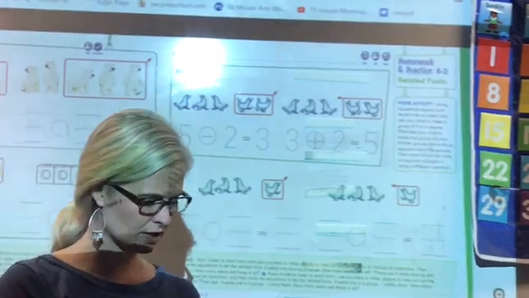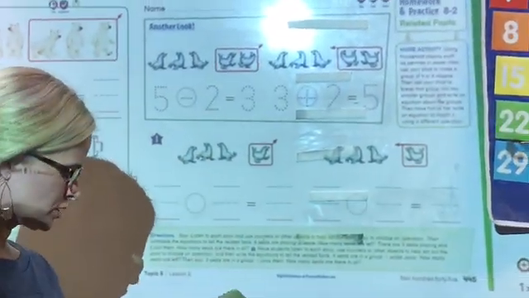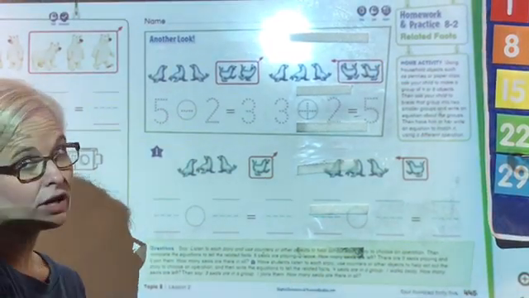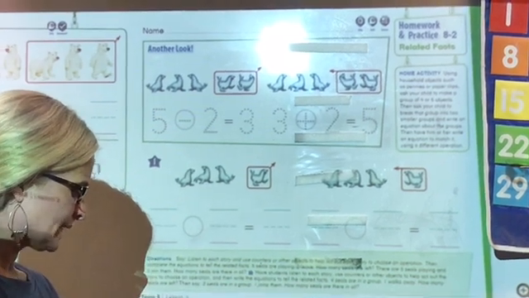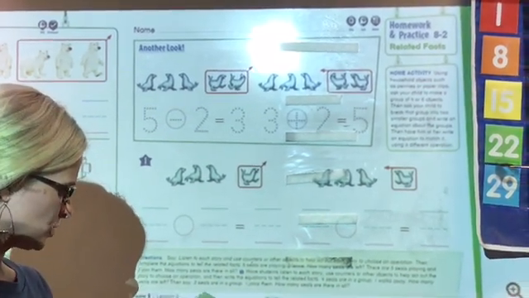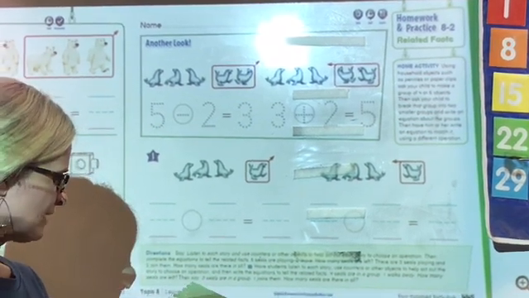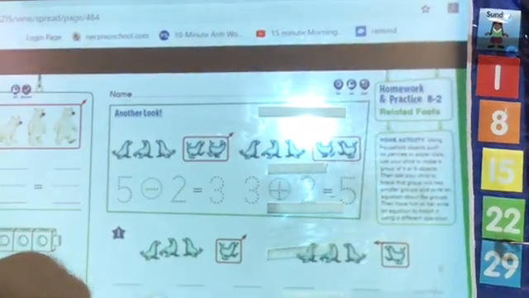which is 445. We can start at the top. I'll go through this one with you. Listen to each story and use counters, fingers, crayons, whatever you have at home, to help act out each story to choose an operation, and then complete the equations to tell the related facts. 5 seals are playing and 2 leave. How many seals are left?